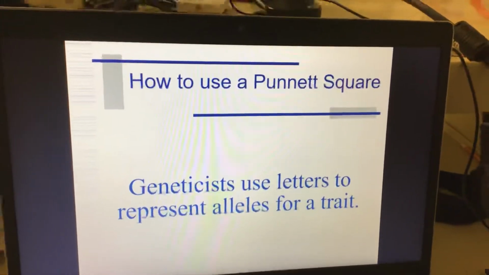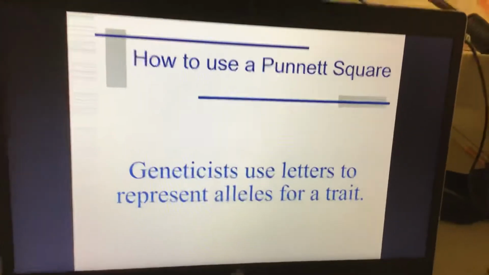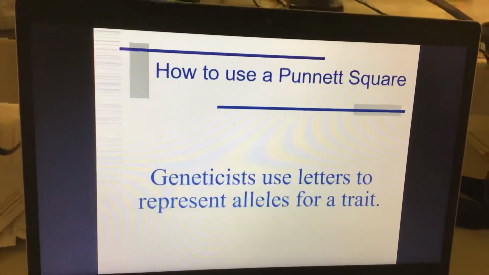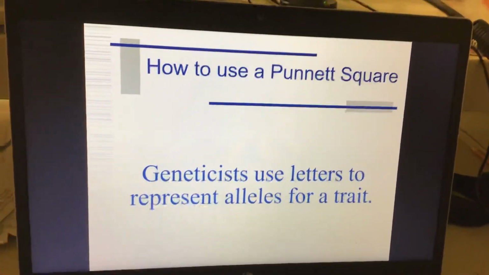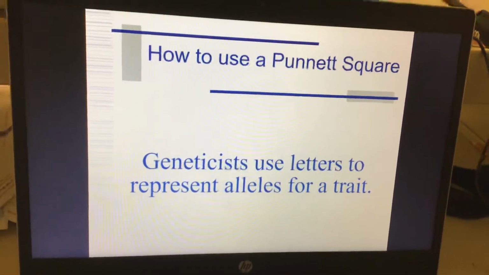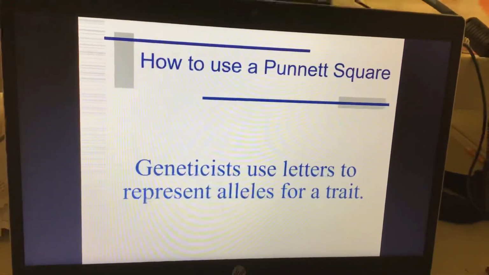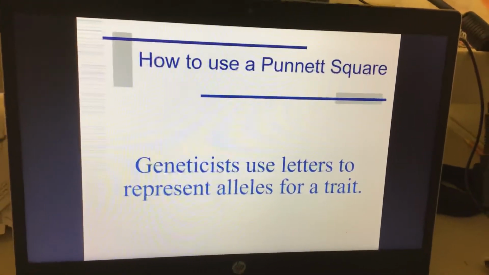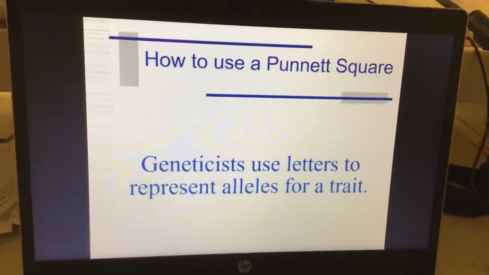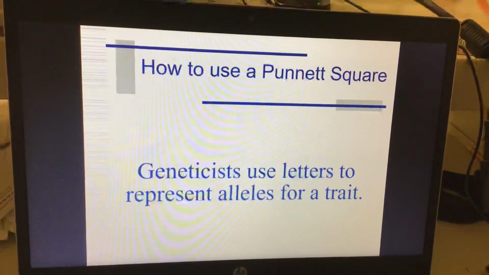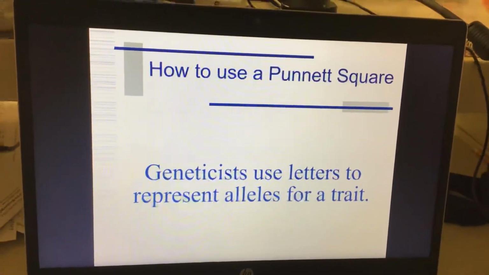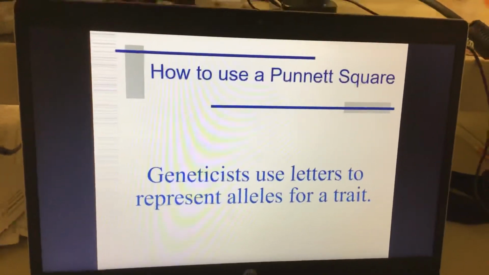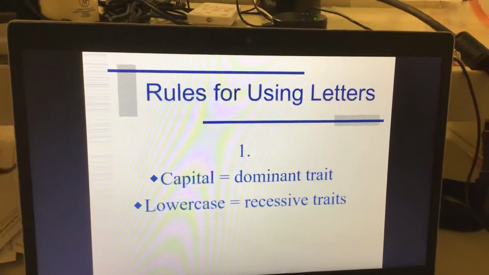Okay. I would write this part right here. Geneticists use letters to represent alleles for a trait. So we're going to assign a letter for a certain type of trait. If I'm going too fast, you can always pause.